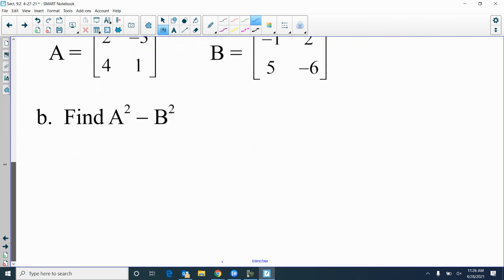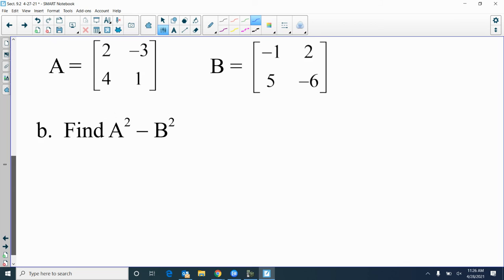Now, the second one I want to take a look at is similar to that. Same two matrices, but A squared minus B squared. Okay, A squared minus B squared. All right, when do you do A squared? When do you do B squared?